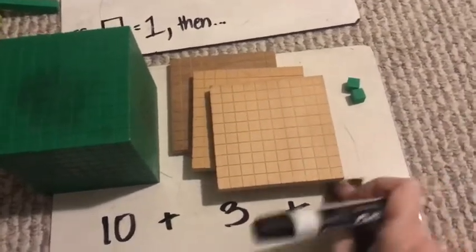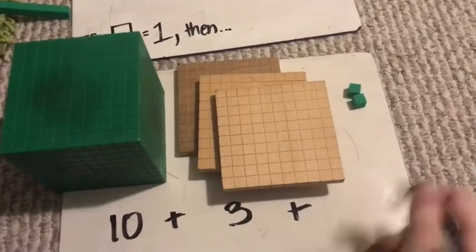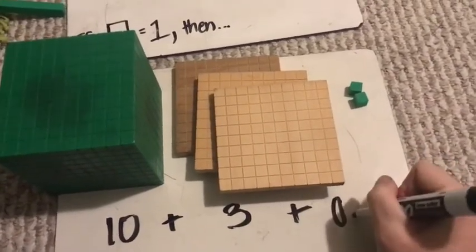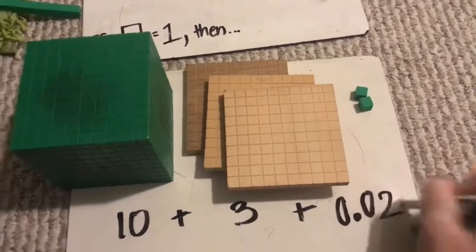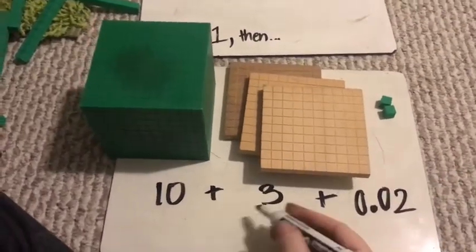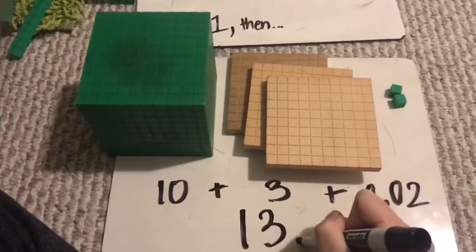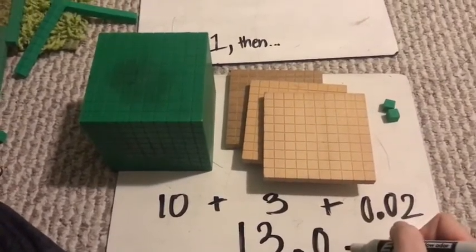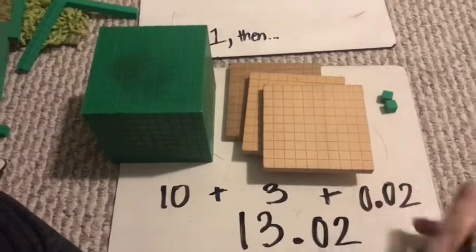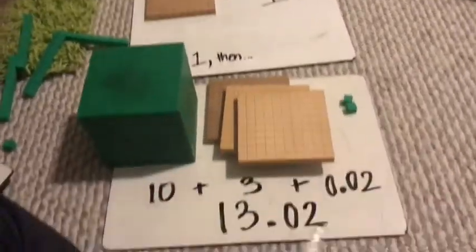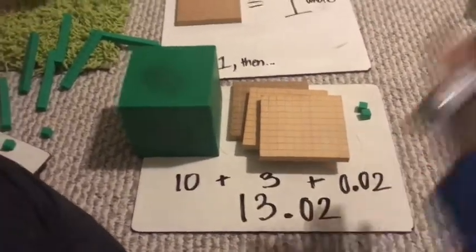I don't have to write that out like that. Now, if I do want to write it out like that, if that helps me think about it, I'm definitely going to do that, okay? All right, now when I put these together, 10 and 3, that's 13 wholes. And 2 hundredths of a whole. 13 and 2 hundredths.